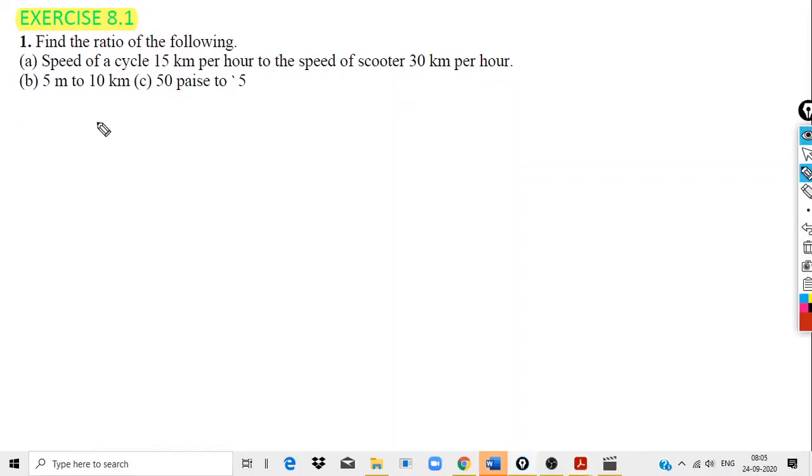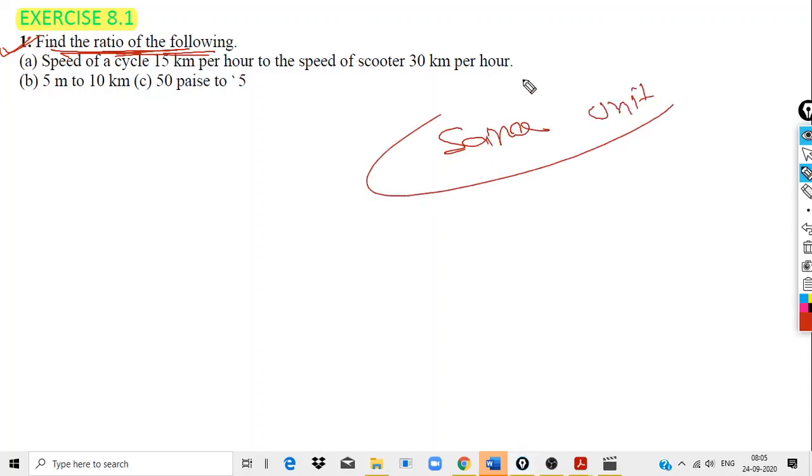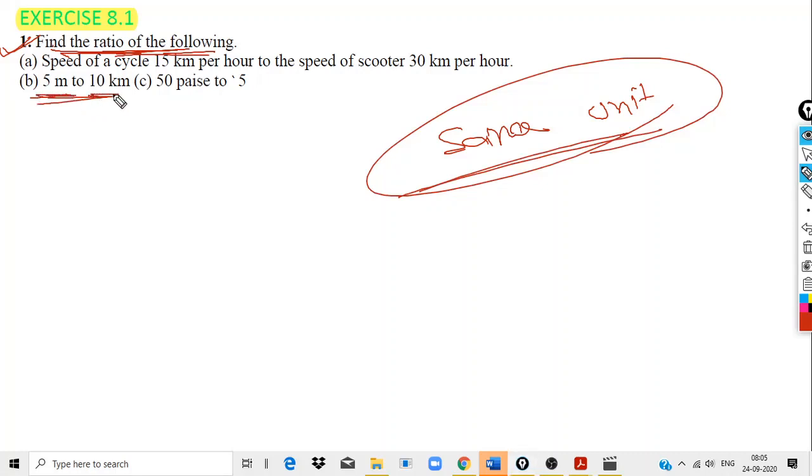Here we have: find the ratio of the following. Okay, one thing you need to remember: whenever you are finding a ratio, whenever you are comparing two numbers, two quantities, you need to compare them in terms of the same unit. That means the unit must be the same. Here you can see one example, 5 kilometer to 10 kilometer, or 5 meter to 10 kilometer. Here the units are not the same. So the first thing we have to do is convert them into the same unit. Okay, we'll try one by one.